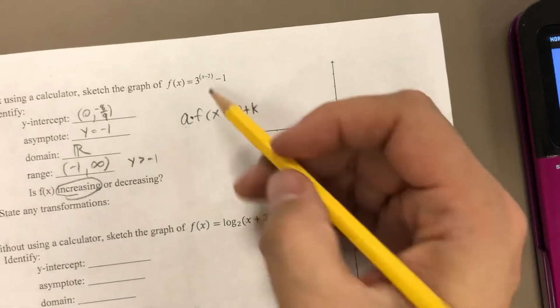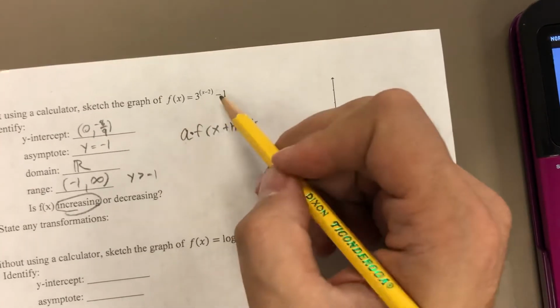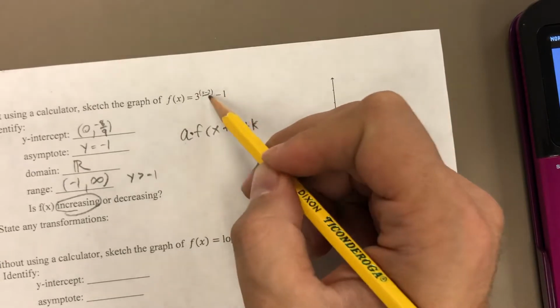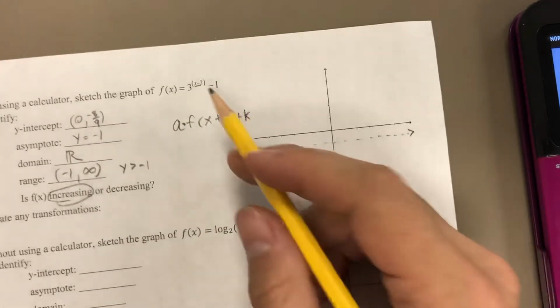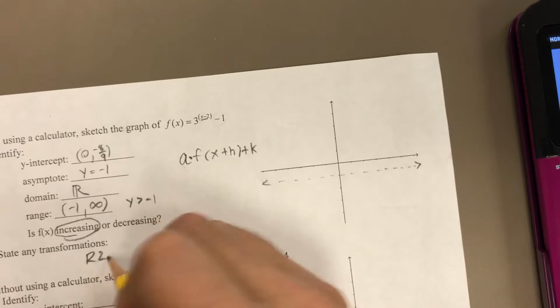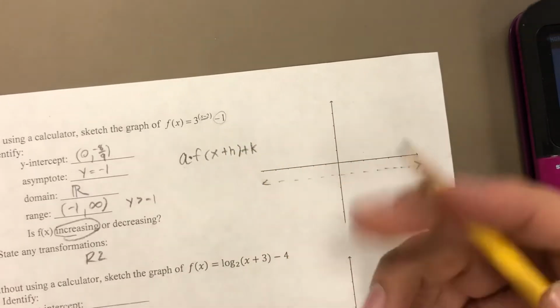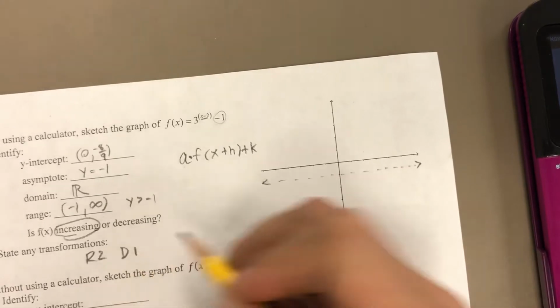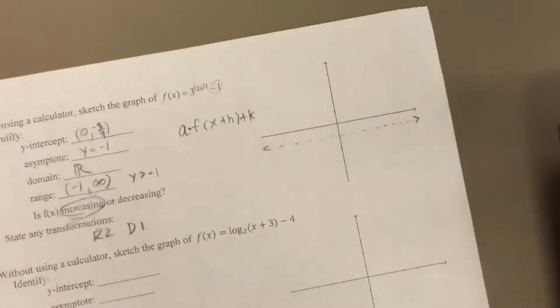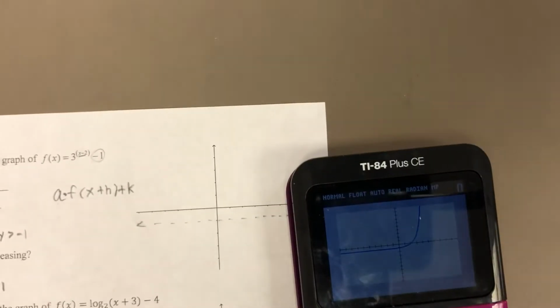So the transformations that we have for this exponential function are that we have an x minus 2, so the -2 is affecting the x value, so that moves it to the right by 2. And then this -1 over here outside the function means that we're going to be moving the whole graph down by 1 unit.